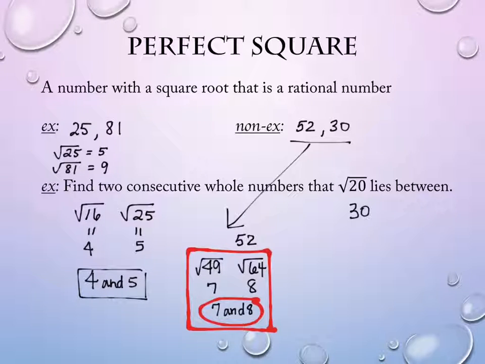What number below 30 did you use? 25. Because the square root of 25 is what? 5. What number above 30 did you use? 36, because the square root of 36 is 6. And so your answer is that it's between 5 and 6. Okay, everybody good with that? Fantastic.